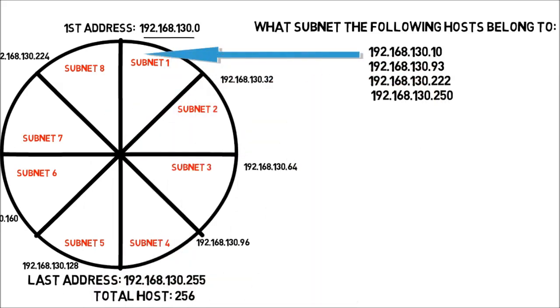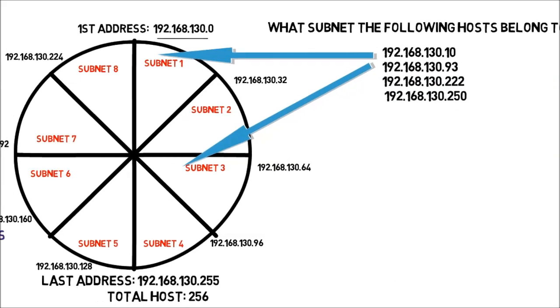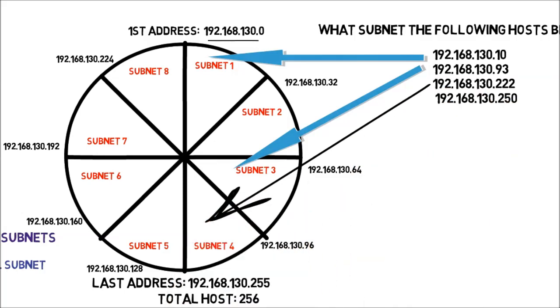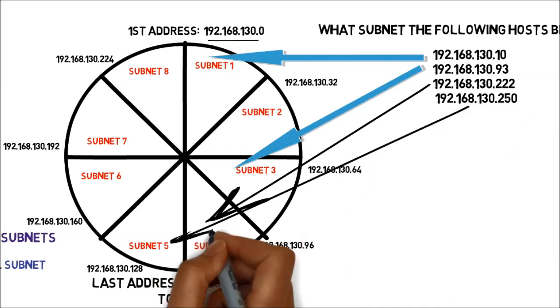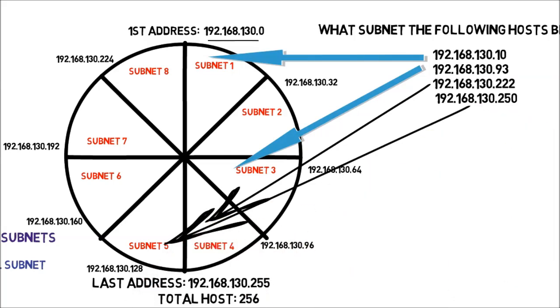and the second address, the last octet is 93. If we check the address of each subnet, then it belongs to subnet 3. The third address, the last octet is 220, that belongs to subnet 4, and the last address, the last octet is 250, that belongs to subnet 5. This is the solution of the problem.